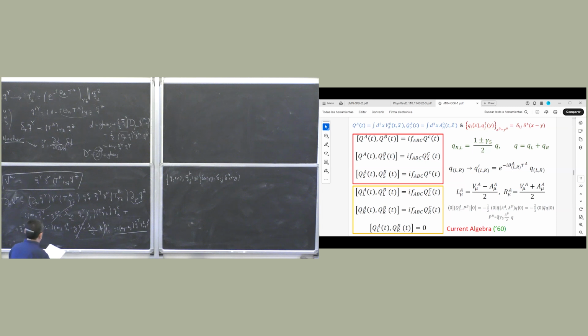Okay, and then the important thing is that it holds at equal times. Tell me, at equal times. This is the origin of this delta. It's only equal times. Okay, so I am going to look at this.